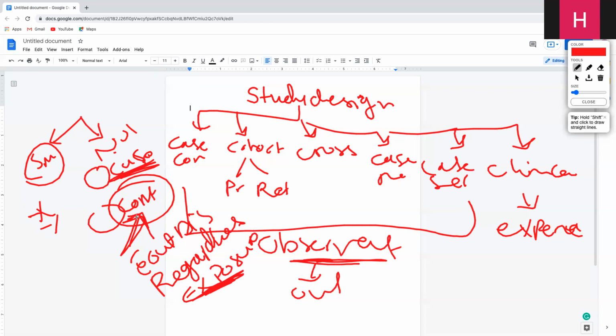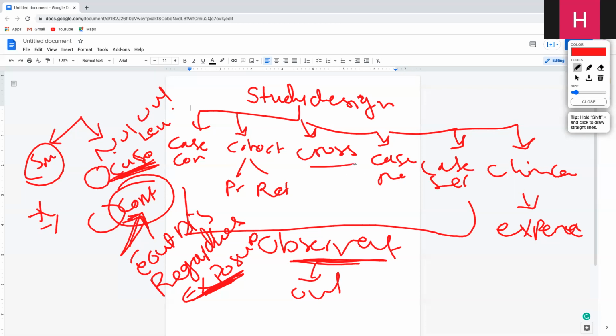So an example, if you have leukemia cases from an outpatient clinic, what will the control group be? The control will be non-leukemia, like healthy people from that outpatient clinic, regardless of their exposure, because the exposure is what you want to determine.